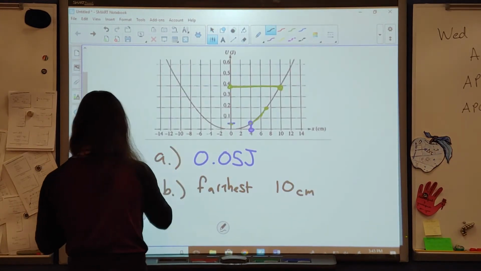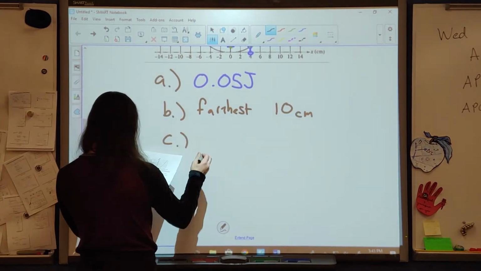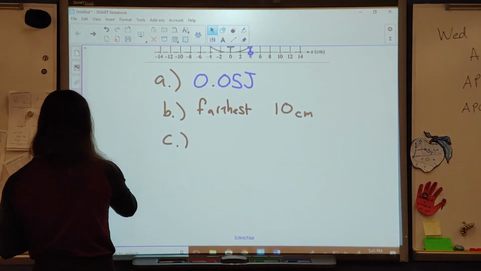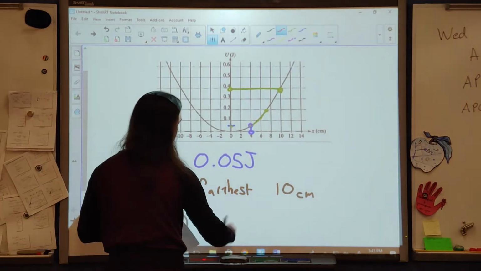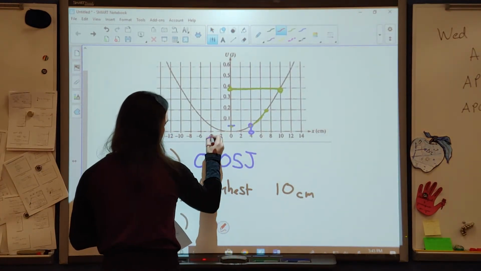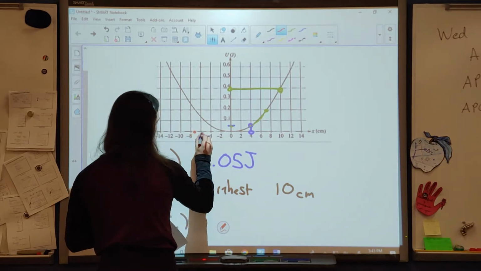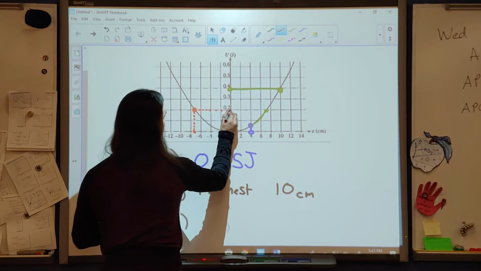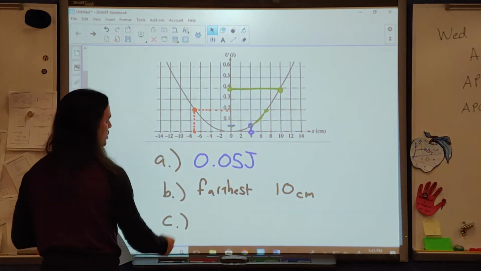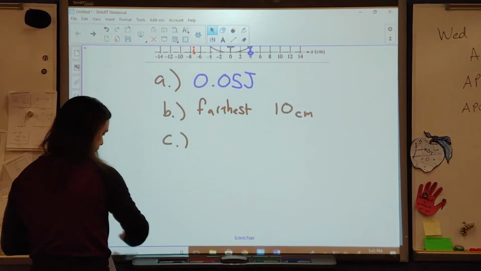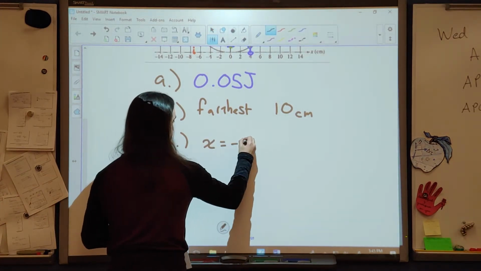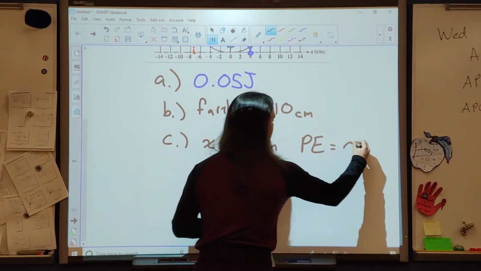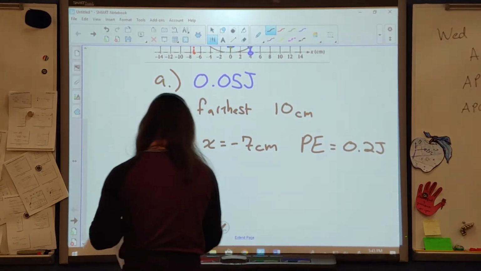Part C. Stop that board. C. Determine the object's kinetic energy when its displacement is -7 centimeters. Well, that's getting a little more interesting. 0, -2, -4, -6. They're saying that our displacement is -7, which means we're right about here, which means how much energy is in our potential energy? Well, 0.2. So at x equals -7 centimeters, our potential energy is equal to 0.2 joules.